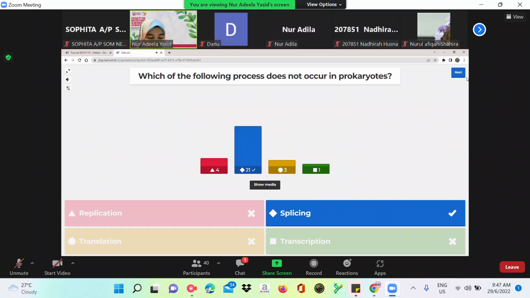So the answer is splicing. Okay, the others are replication, translation, and transcription. So basically, it's a general process. It's part of the central dogma. So it's very important, and it will be carried out in both prokaryotes and eukaryotes. So splicing is basically a mechanism that occurs in eukaryotes.